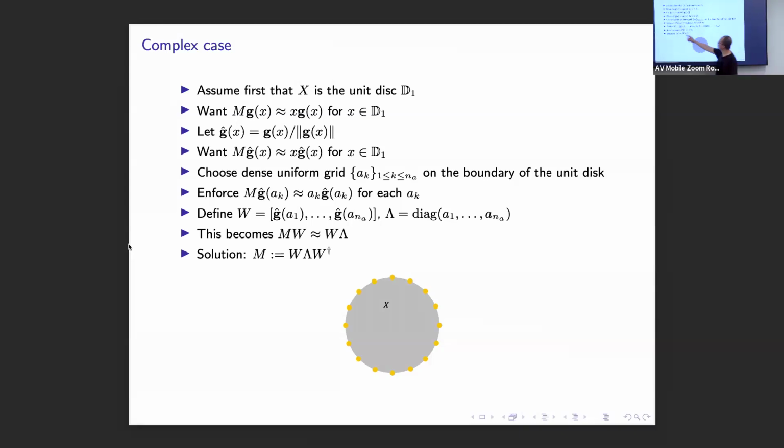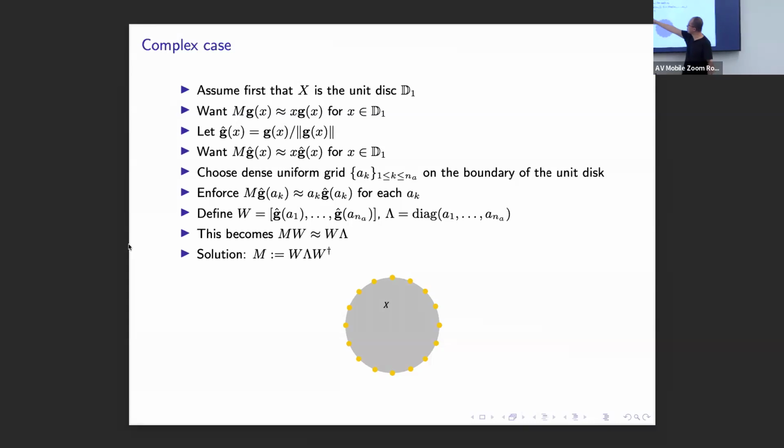To do that, we choose a dense uniform grid on the boundary of the disk. I call them a_1 all the way to a_K. The number of these samples could be hundreds or maybe 1,000, so it's not too large, right? Then, instead of enforcing this condition everywhere in the disk, I only enforce this condition on the boundary, and in fact only on these uniform grid points. Now, because I only need a finite number of conditions, I can write this down as a matrix problem. So if you introduce this W matrix, corresponding to each of these vectors at all the a_k locations concatenated together one by one, this will be a matrix of size Ns by Na, because each of the vectors has length Ns.